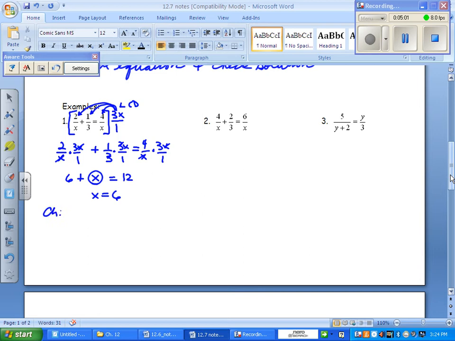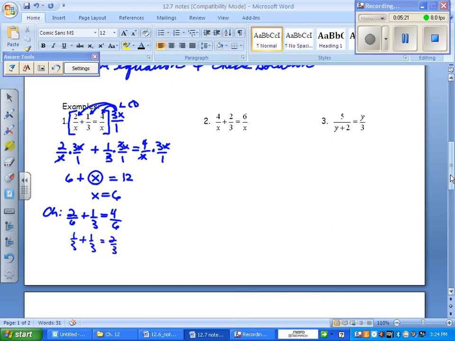Your check is, back at the original, is 2 over 6 plus 1/3 equal to 4 over 6. Well, this is going to be reduced to 1/3 plus 1/3 equals, this reduces to 2/3.